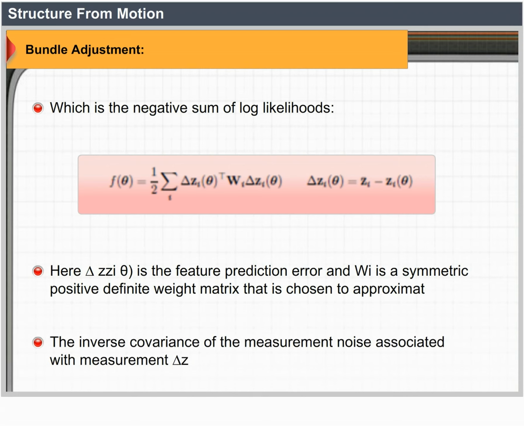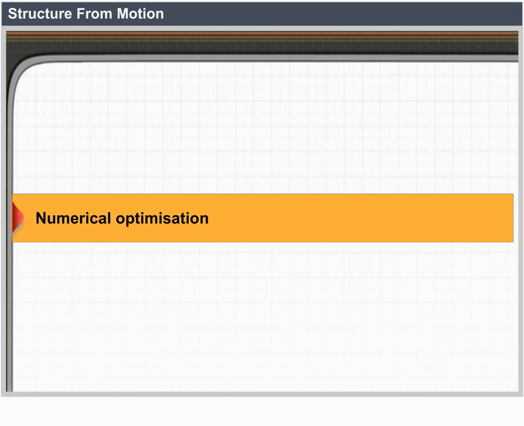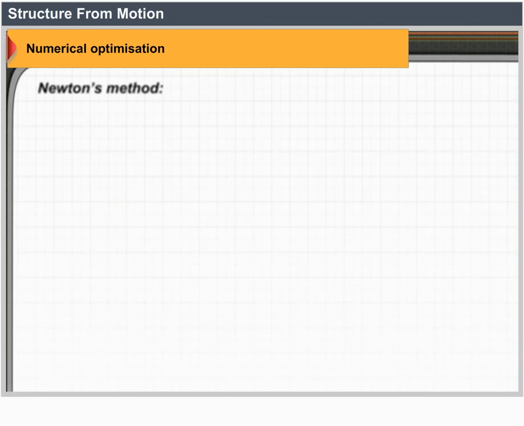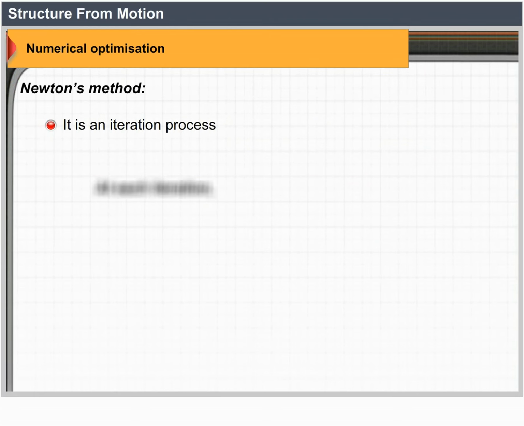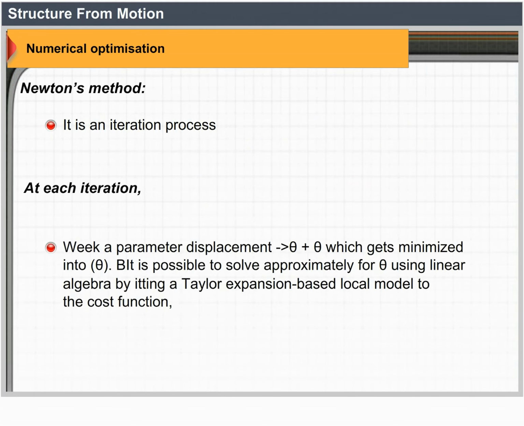Numerical optimization. Newton's method. It is an iteration process. At each iteration, we seek a parameter displacement theta tends to theta plus del theta that minimizes the function of theta. By fitting a Taylor expansion-based local model to the cost function, it is possible to solve approximately for theta using linear algebraic equations as shown.